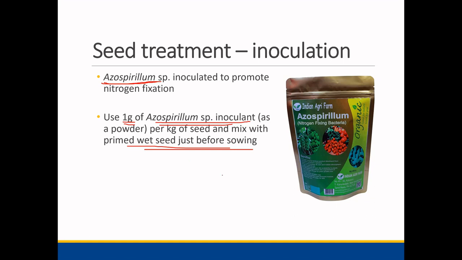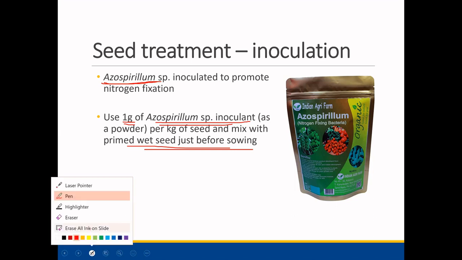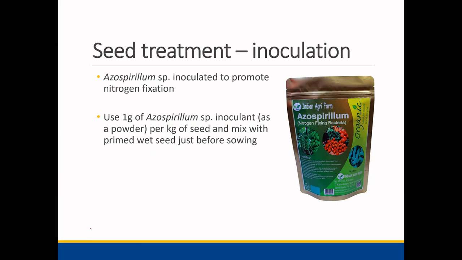Then in your rice field, you can introduce this particular bacteria that will help to promote nitrogen fixation. Those are the seed treatments. We have to do the treatment to break the dormancy. You can do the treatment to apply fungicide. You can do the treatment to introduce Azospirillum as the inoculant. Those are the things under the seed treatment you should know.